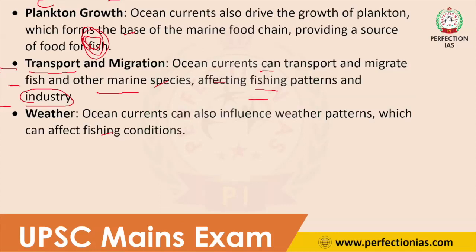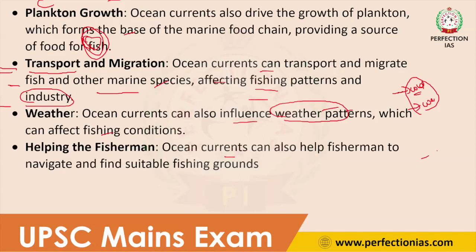And the next thing is weather. Ocean current can also influence the weather pattern of a particular location. Wherever there is a cold current, there will be very minimal rainfall, and wherever there is a warm current, there will be high rainfall. So ocean current will impact the climate and weather conditions of a particular region. The climate and weather will further impact the fishing of the region.